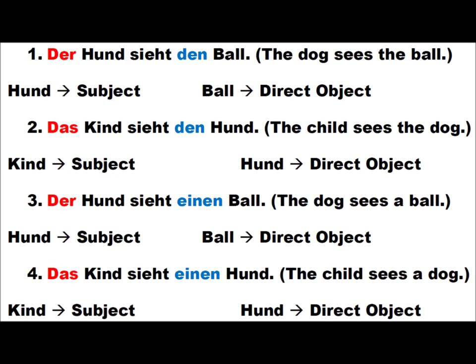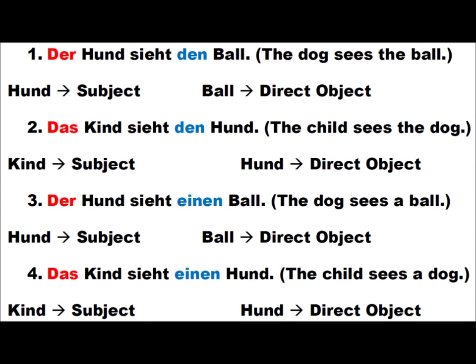The first sentence, der Hund sieht den Ball. The dog sees the ball. We have a subject and a direct object in this sentence. The subject is Hund and the direct object is Ball. The dog is seeing something. That's why he's the subject. And the ball is being seen. That's why it's the direct object.